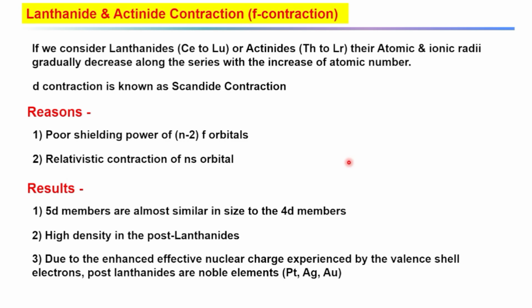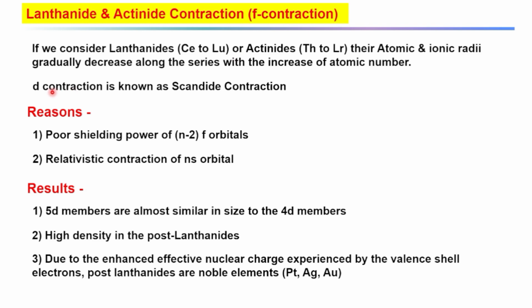Now we will discuss another major topic, that is lanthanide and actinide contraction, which is also known as F contraction. Now what is this? If we consider lanthanides from cerium to lutetium, or actinides from thorium to lawrencium, their atomic and ionic radii gradually decrease along the series with the increase of atomic number. So if we go from left to right in these lanthanides, the atomic radius and ionic radius decrease very much. This is called F contraction, or lanthanide and actinide contraction.